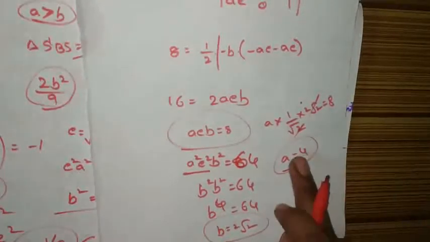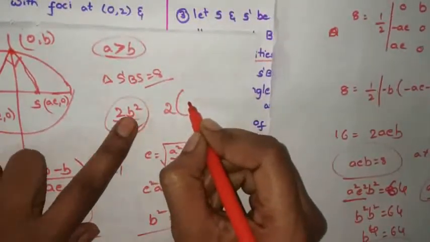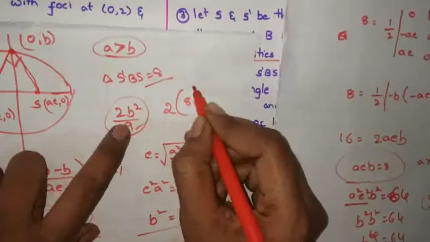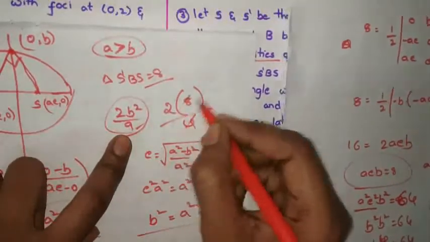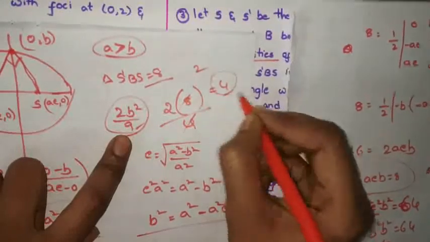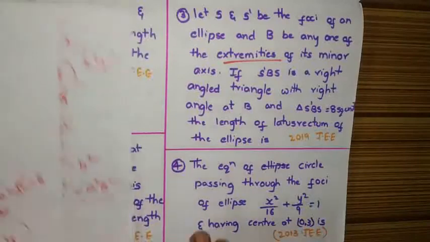So we got a value, b value, then you need to calculate the length of latus rectum: 2 into b square, 8, upon a value 4. Yes, 4 is the length of latus rectum of this ellipse. Over. Now see this fourth question.